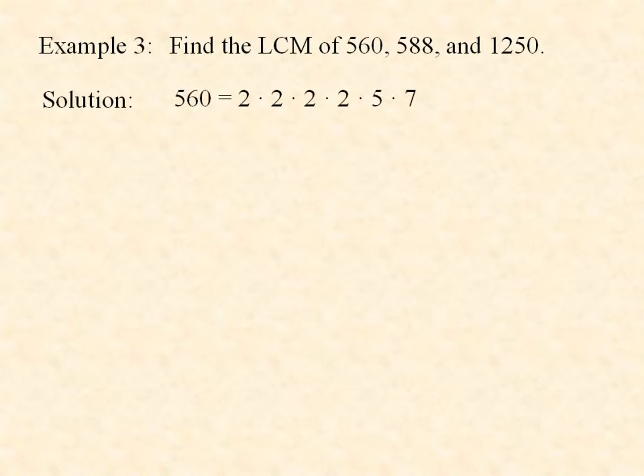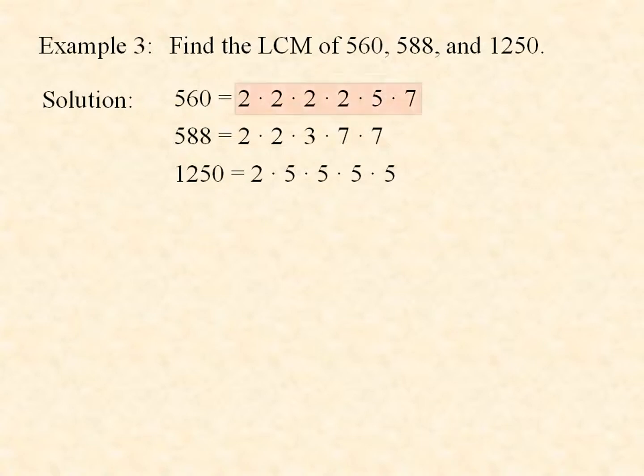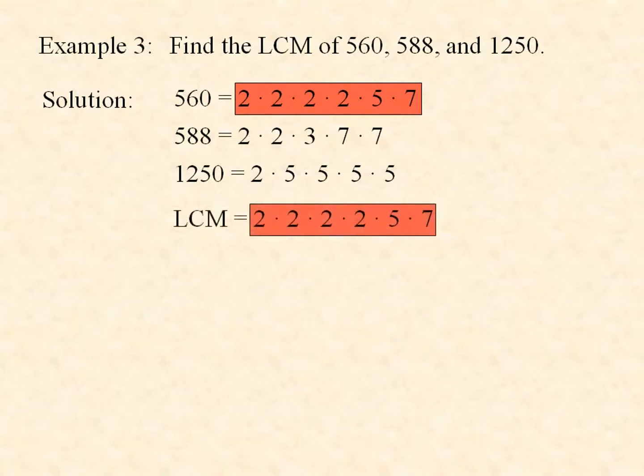560 can be written as 2 times 2 times 2 times 2 times 5 times 7. 588 is 2 times 2 times 3 times 7 times 7. And 1250 is 2 times 5 times 5 times 5 times 5. In this problem, 560 has the greatest number of factors. So we will start with that.